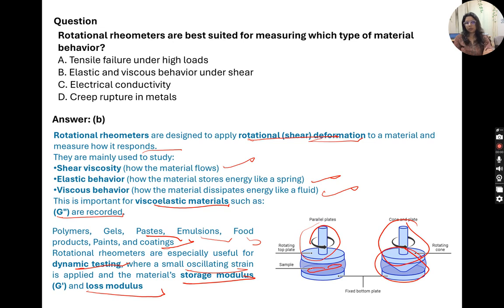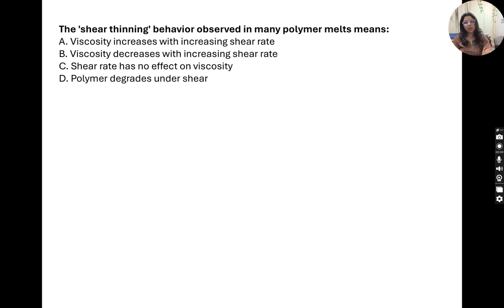Okay, after reading about rheometers, here is also one question on rheology: the shear thinning behavior observed in many polymer melts means what? They are asking that the shear thinning behavior observed in many polymers, what does that mean? Either the viscosity increases with increased shear rate, the viscosity decreases with increase in shear rate, shear rate has no effect on the viscosity, or the polymer degrades under shear.